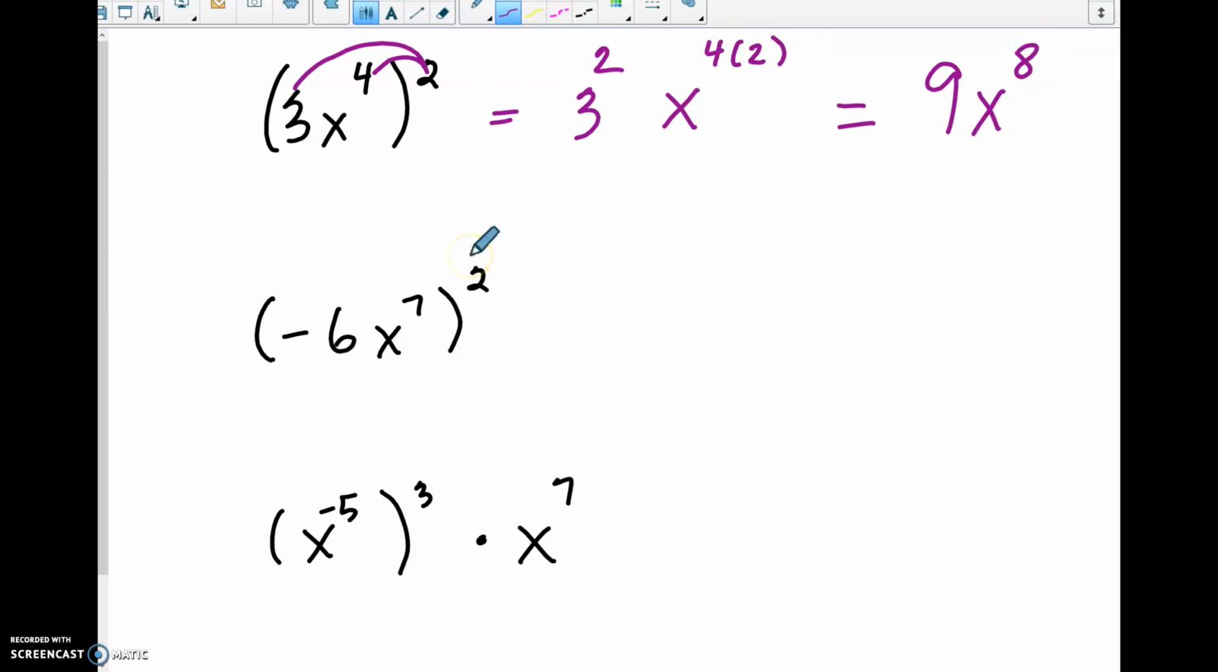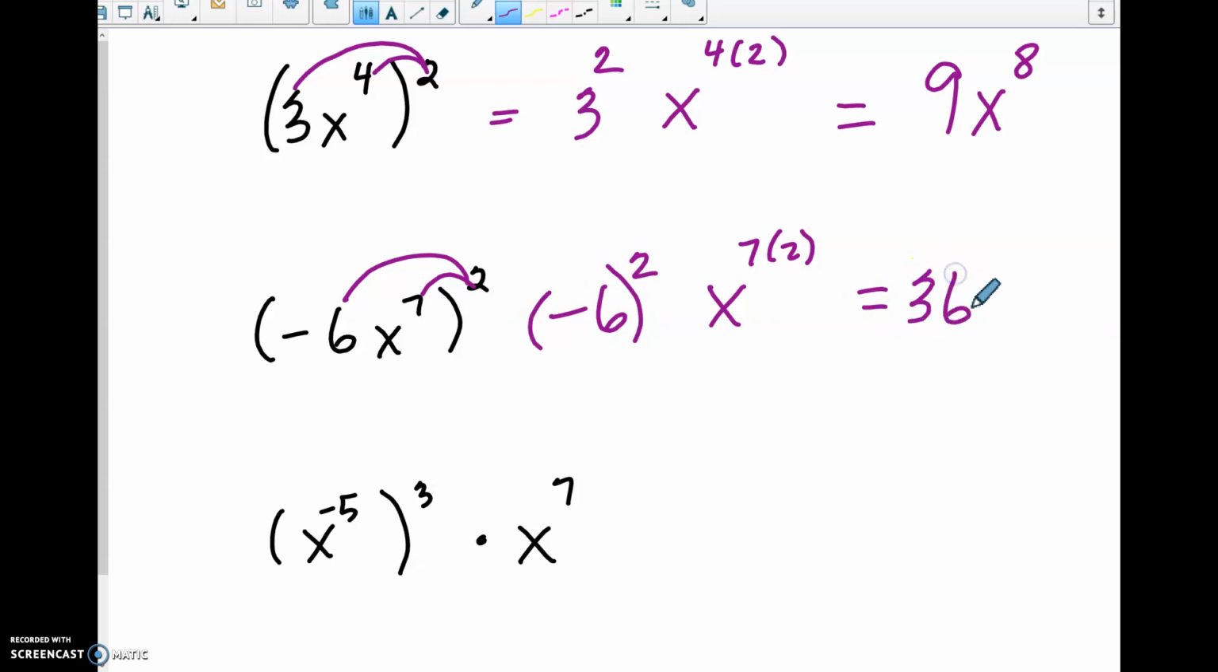All right, let's bring this in. Remember, bring it into the 6 and into the x. So we have negative 6 to the 2nd power, and we have x to the 7 times 2. Now be careful, parentheses around this. It's negative 6 times negative 6, so that's a positive 36. And then we have x, and it's 7 times 2, which is 14.